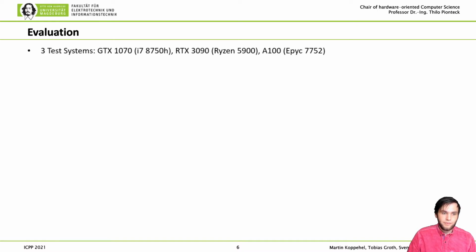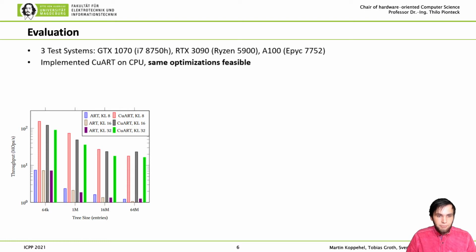So let's see how those optimizations perform. We have 3 test systems: a notebook with a GTX 1070, a workstation with an RTX 3090, and a server with 2 NVIDIA A100 where we only used 1. The first thing we discovered actually during the test phase of our code, and that is that the same optimizations we performed to the GPU are also applicable to the CPU and deliver some impressive performance results.